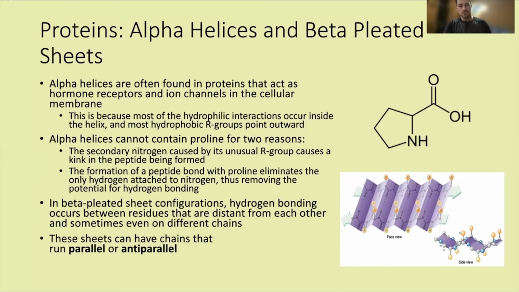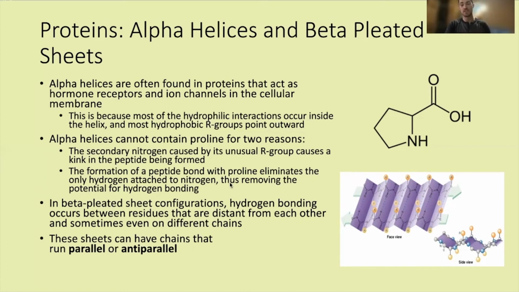In beta pleated sheet configurations, hydrogen bonding occurs between residues that are distant from each other and sometimes even on different chains. Compared to alpha helices, where the bonding is between amino acids just a couple of residues away and that's what forms the coil, the residues in beta pleated sheets are usually very far away, and sometimes they're even on different peptides. That's what causes that wrapping around, that long folding shape.